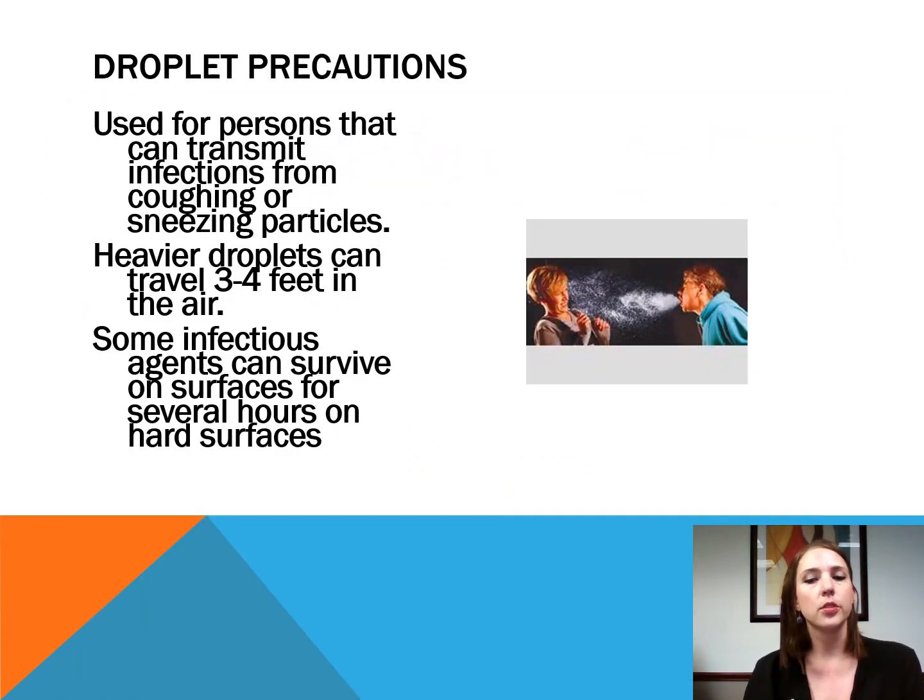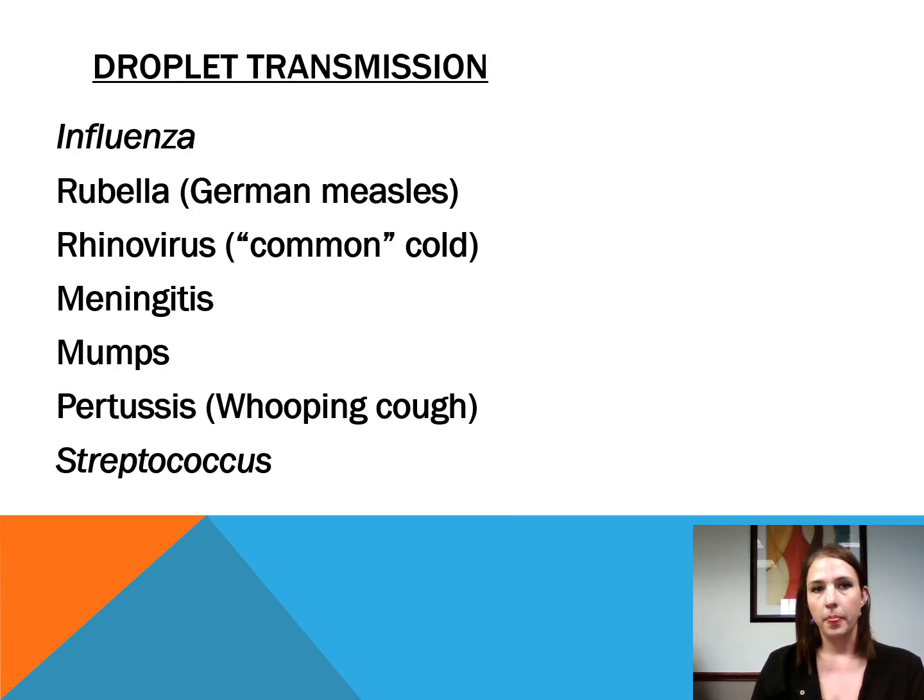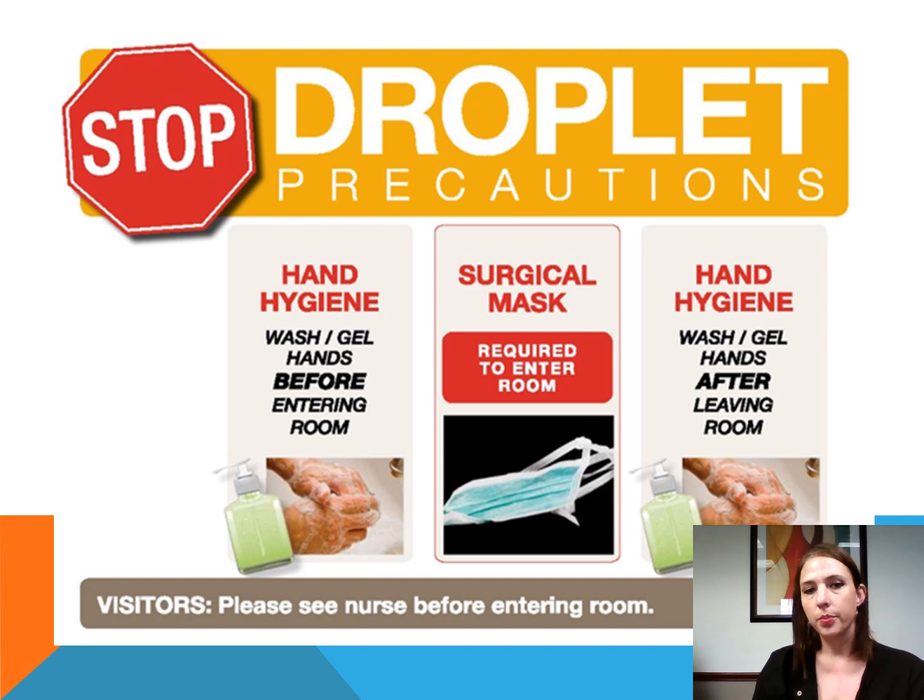Droplet precautions are for infections that have been shown through science to be transmitted through droplet, through coughing or sneezing, and heavier droplets that travel 3 to 4 feet in the air. So these are common infections that are spread through droplet. So the flu is a good example of that, meningitis, mumps, pertussis. So droplet precautions just reminds that you have to have a surgical mask to enter these rooms.